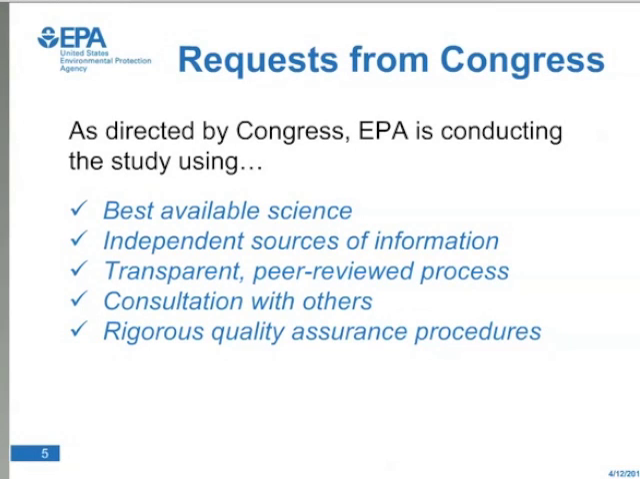We did this study because Congress urged us to study the impact of hydraulic fracturing on drinking water using the best available science, independent sources of information, a transparent peer-reviewed process, consulting with other stakeholders and other government agencies, and using rigorous quality assurance procedures. So these are the underlying tenets of our study.